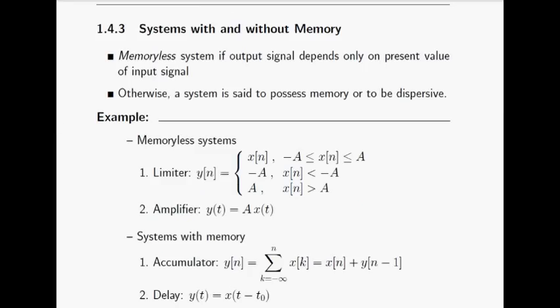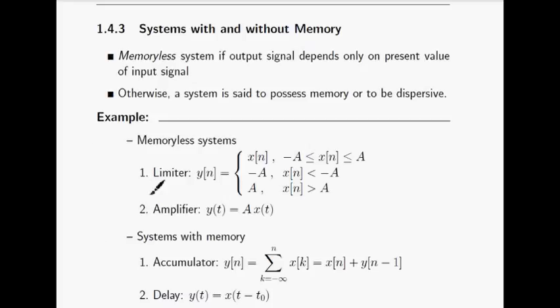Now let's see systems which have memory and which do not have memory. The output of a memoryless system will depend only on the present value of the input signal. If the output signal of the system depends on past and future inputs, then the system is called a memory system, or the system is said to have memory. So let's see an example, first of some memoryless systems.